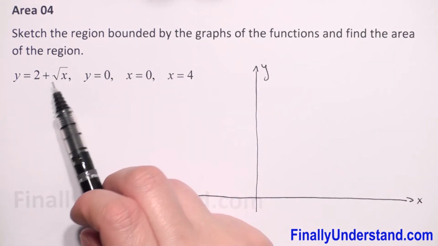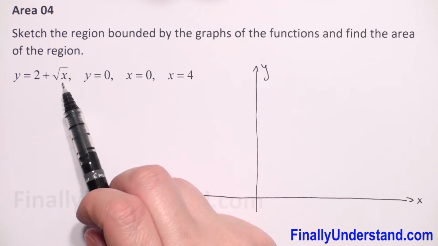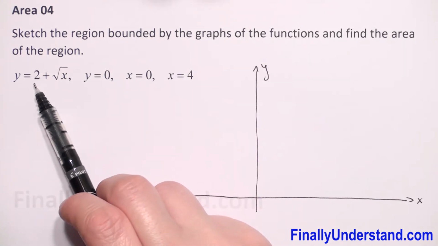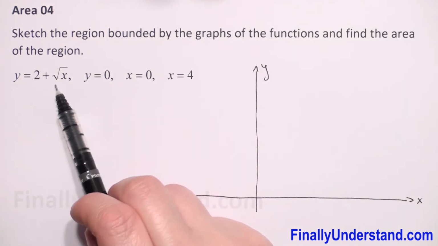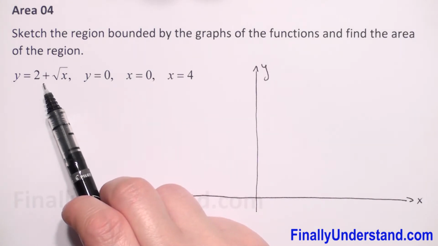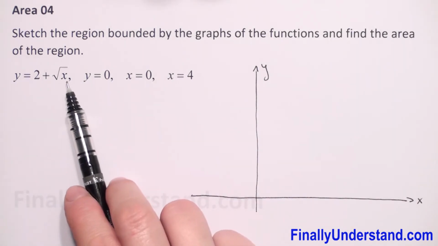First function is 2 plus square root of x. We know that we can calculate the square root of positive or equal to 0 numbers. And we have plus 2, so the value of our y function will always be positive. So the graph will be in the first quadrant only. And let's choose a few values for x.